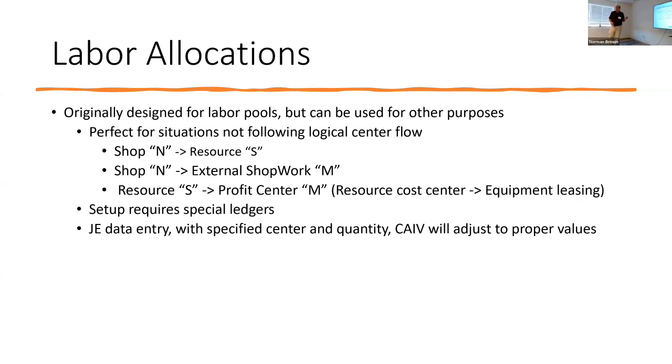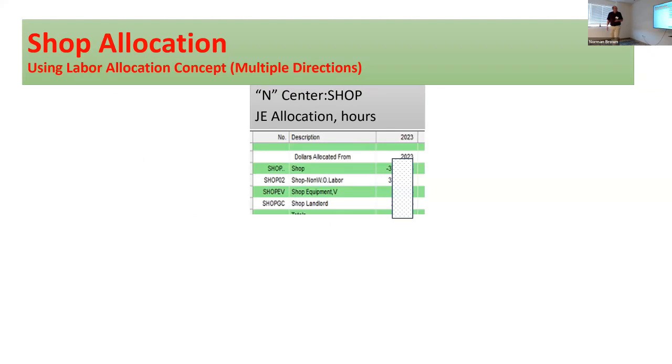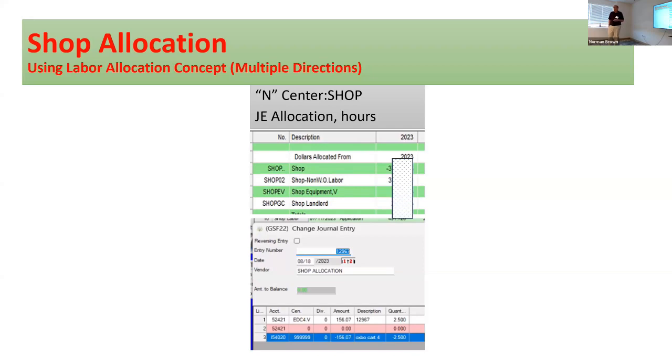A good example would be the use of a shop. Generally, dollars get rolled into a shop in center activity. And then the tractor goes into that shop, and you need to charge out a shop cost, labor, shop charge for the repair of that tractor. So how do we do that? We can't go backwards from an in center to an S. But we can do it through what we call a labor allocation. So here we have just a shop center, and we make that allocation via a journal entry.